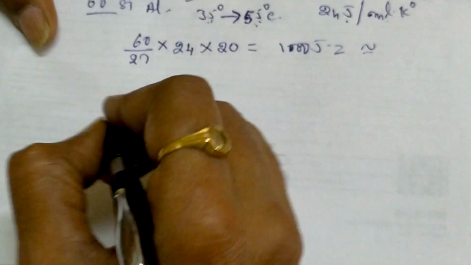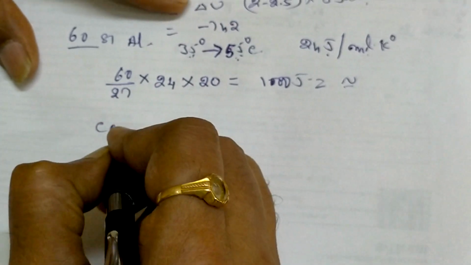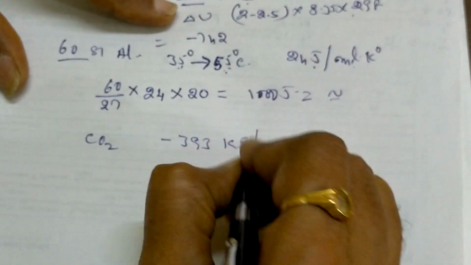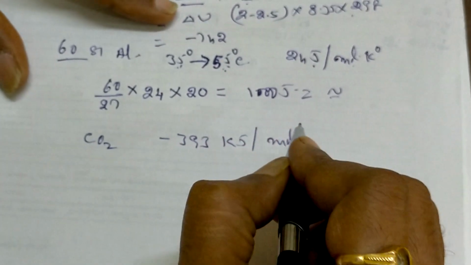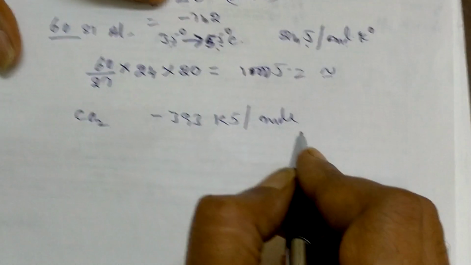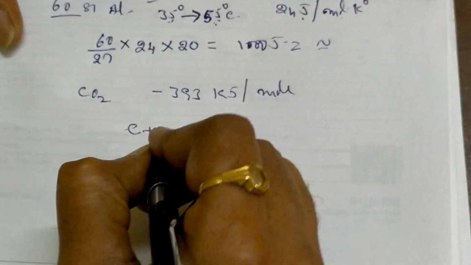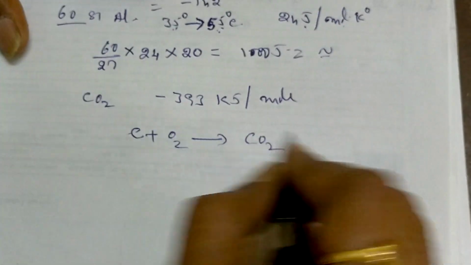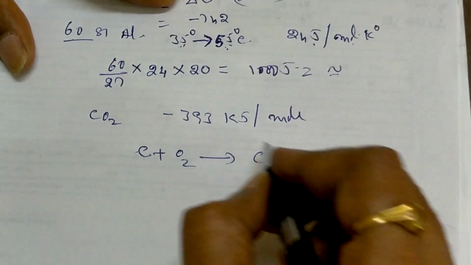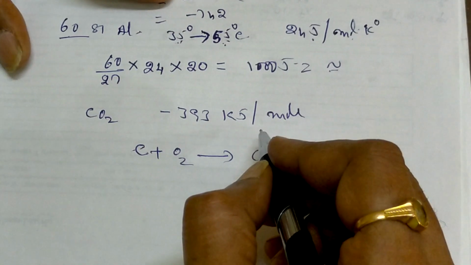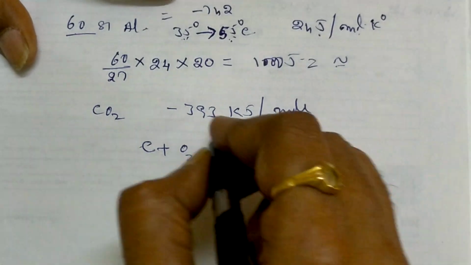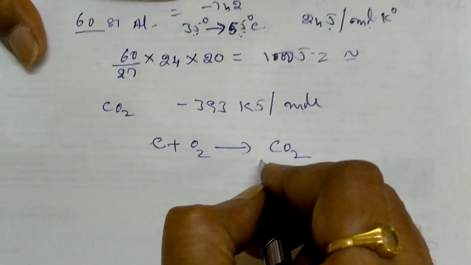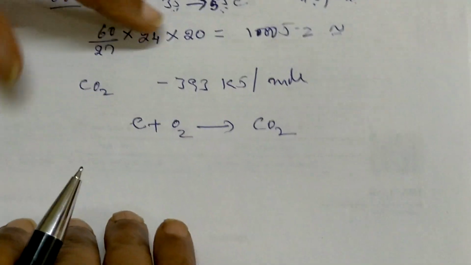The enthalpy of combustion of carbon is given as minus 393 kilojoules per mole. Calculate the heat released upon formation of 32 grams. So immediately you have to write formation of carbon dioxide: C plus O2 gives CO2. This is 1 mole. So the enthalpy of formation is given as 393.5 kilojoules.